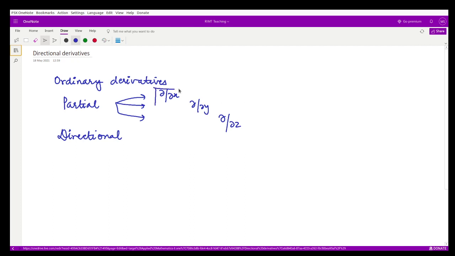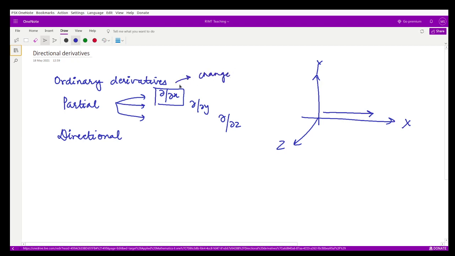If I talk about this del by del x, what does this derivative tell you? Suppose this is your x direction, this is y direction, and this is z direction. So it will give you the change when you are moving in the x direction. So this will tell you the change in the function, whatever function you are applying this operator onto, when moving in the x direction. Similarly, the second derivative, del by del y, will give you change in the y direction, and this will give you change in the z direction, del by del z.